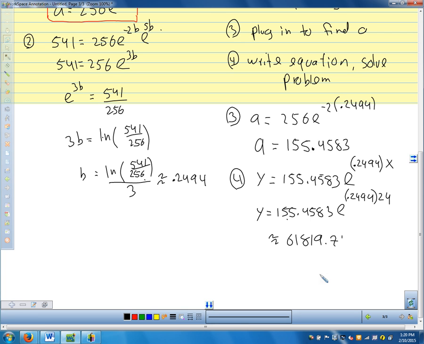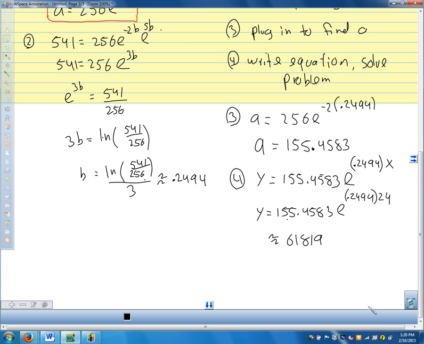Would my answer be 61819.71? Can I have 0.7 bacteria? No. So would it be 61819.71? Would it be 61820 or 61819? Would I round up? Would I truncate, or would I leave it? Truncate, because it has to go up by at least one each time. So we chop this off, and I'd say that there would be 61819 bacteria after 24 hours. So that one's about the most involved problem really that we've done for the entire chapter.